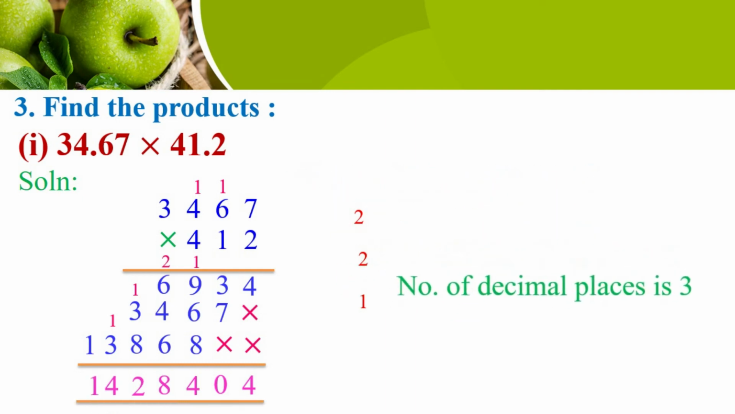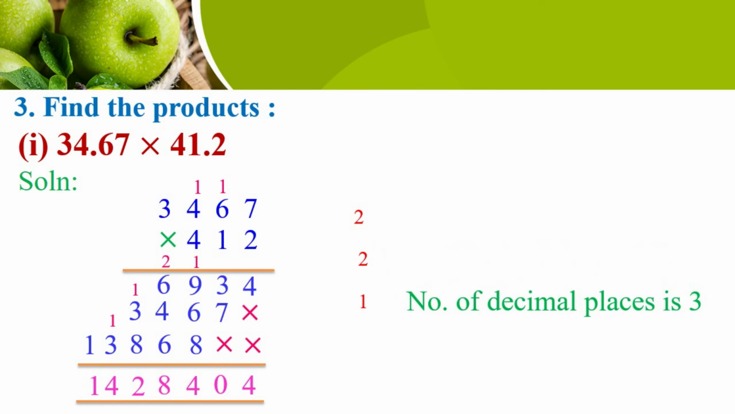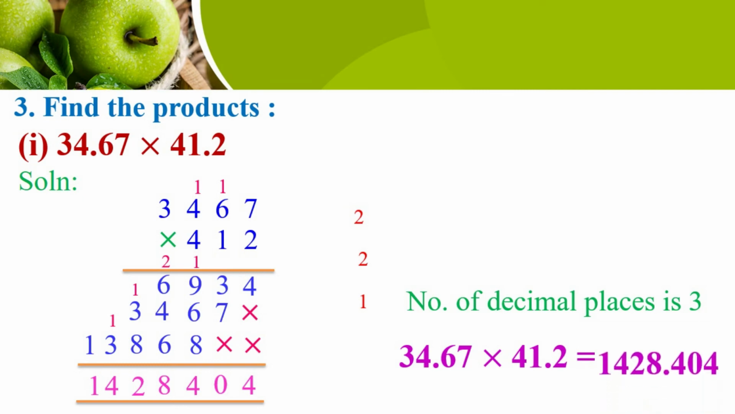Now count the decimal places. Here 2 places, here also 1. Total number of decimal places is 3. Now place the decimal point from right to left. Therefore 34.67 multiplied by 41.2, we get 1428.404.